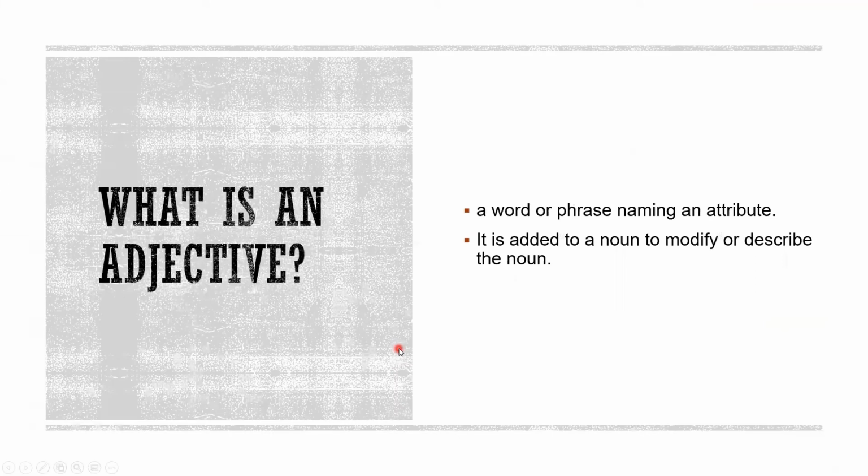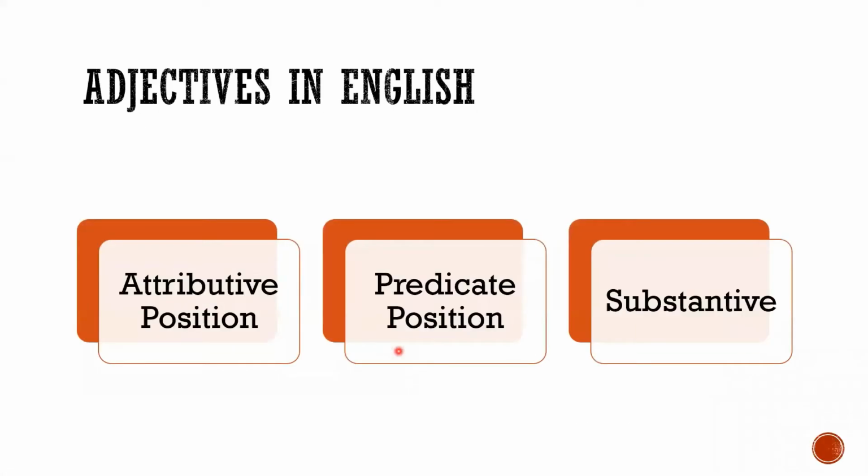And what is an adjective? An adjective is a word or phrase naming an attribute. It is typically added to a noun to modify or to describe the noun. And adjectives in English can be categorized in three sections. One in attributive position, one in predicate position, and one the adjectives working as a substantive in a sentence. And in Greek, adjectives also work in these three categories.